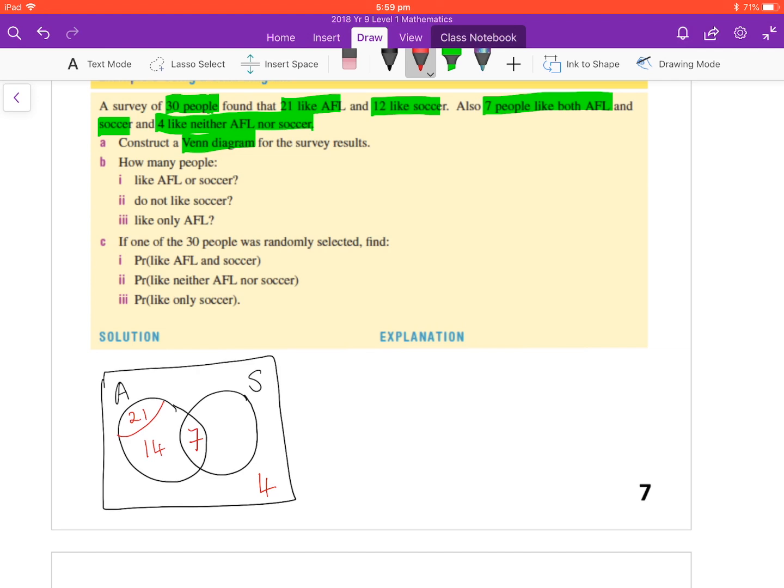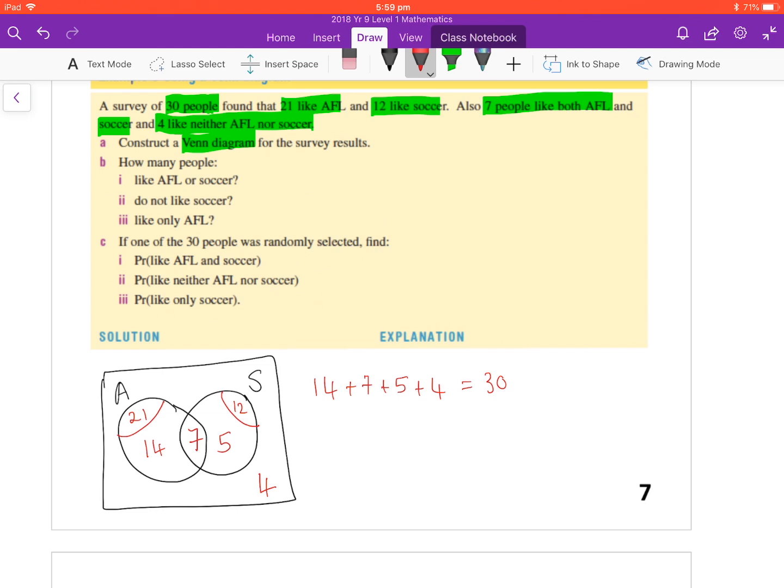Same thing with the soccer. They told us that 12 people like soccer, but they didn't use the word only. So that 12 includes the 7. So that means there's 5 people that only like soccer. So be very careful, because if you went 21 plus 7 plus 12 plus 4, you wouldn't get 30. So that's where you need to just watch out for that. But if you now go 14 plus 7 plus 5 plus 4, you get the answer of 30 people. So you can actually check to see that it adds up, because they've told us they surveyed 30 people.